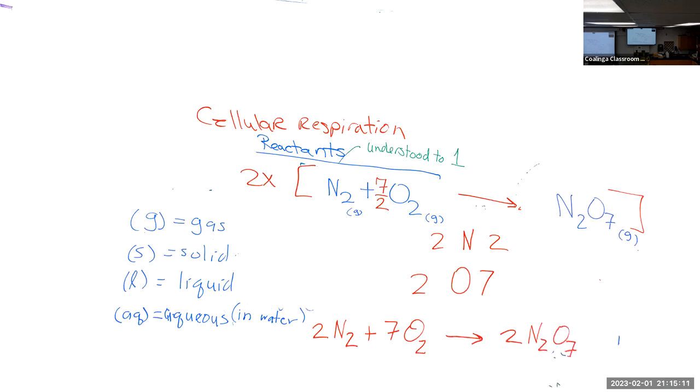Okay, let's check it, to be sure. How many nitrogens do we have on the reactant side? 4. How many oxygens? 4. How many nitrogens on our product side? And how many oxygens? That looks like the right answer to me. Done. Questions? Concerns?